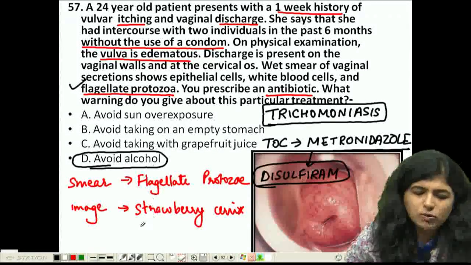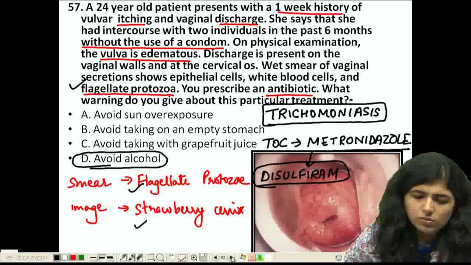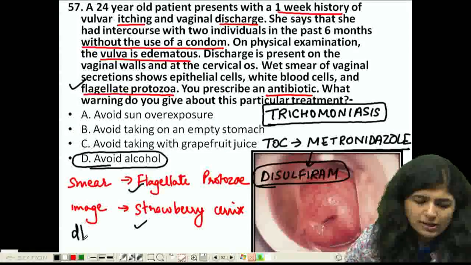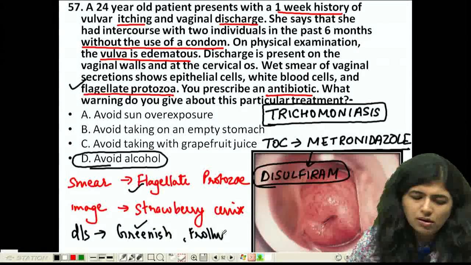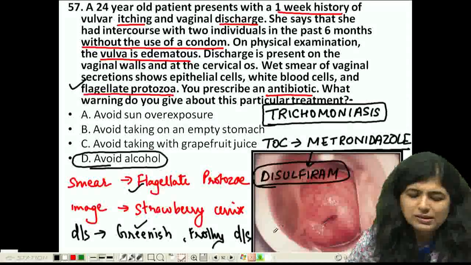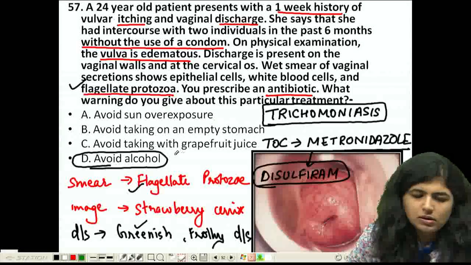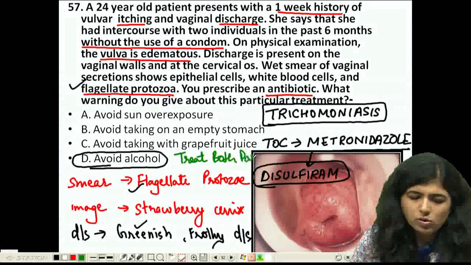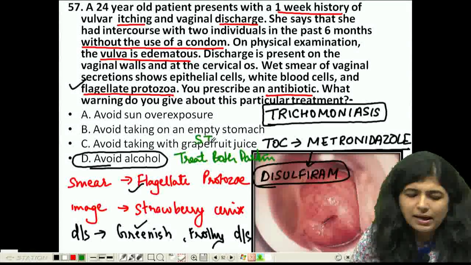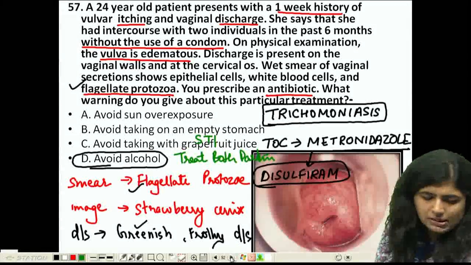Pretty easy. Flagellate protozoa and strawberry cervix leave you no doubt that the diagnosis is trichomoniasis. And the typical discharge, I told you, if at all you are even asked in the question, is the greenish frothy discharge, and this is an STI. You also have to treat the male partner also. Treat the male as well as the female in this particular STI.